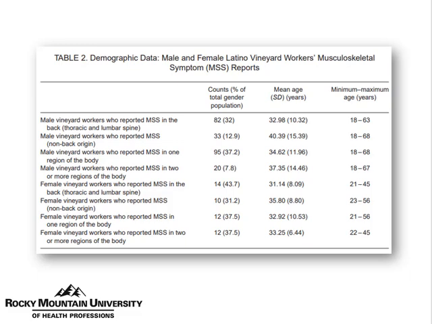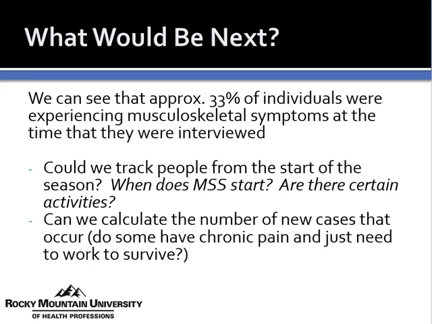We got to participate for a while, and so we just did basic counts. And we were looking at the percentages of people based upon who they were. For example, male vineyard workers reported musculoskeletal symptoms in the back, including the thoracic and lumbar spine. There was a total count of 82, but this equated to 32% of the total population. So we can see that approximately 33% of individuals were experiencing musculoskeletal symptoms at the time that they were interviewed.